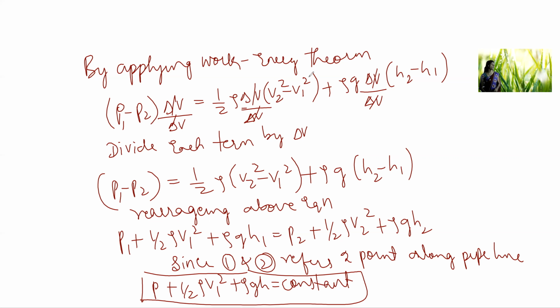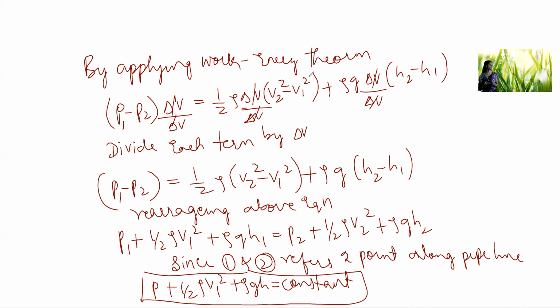Rearranging the terms, we take the P1 term to the left-hand side and the P2 term to the right-hand side. Then we get P1 plus half rho v1 squared plus rho g h1 on the left-hand side, which is equal to P2 plus half rho v2 squared plus rho g h2. Points 1 and 2 are the two points on the pipe along the line. The difference P2 minus P1 we write as P, half rho (v2 squared minus v1 squared) has v as the velocity of the particle, plus rho g (h2 minus h1), where h is height.